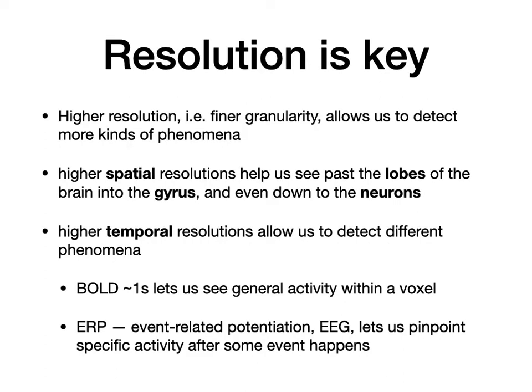So this is why I brought up resolution. The higher the resolution, the finer the granularity, and it's going to allow us to detect more kinds of things. Higher spatial resolution helps us see past the lobes, down into the gyri, down into the neurons, and perhaps even down into the chemicals. Whereas higher temporal resolution gets us different phenomena. The BOLD response, as we said, lets us see general activity within a voxel. And ERP, for example, one technique you can use in EEG, lets us pinpoint specific activity after something happens.